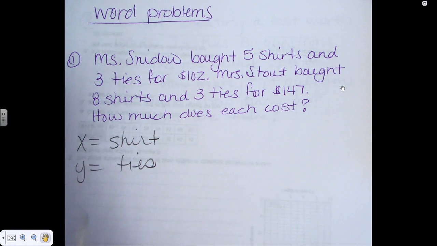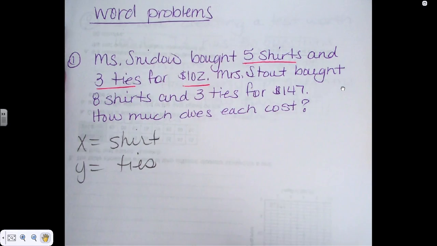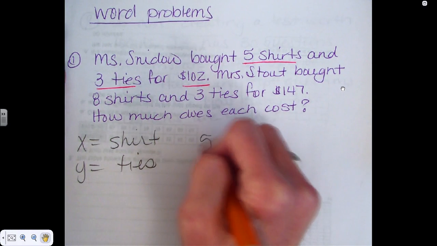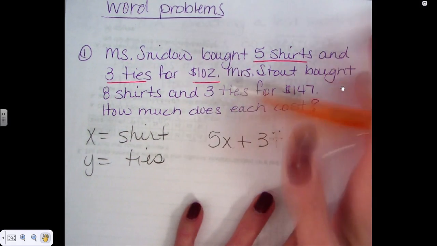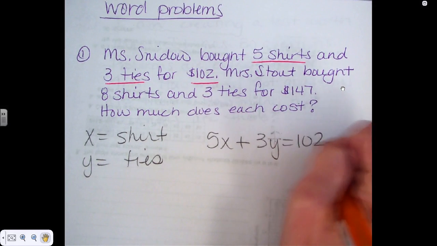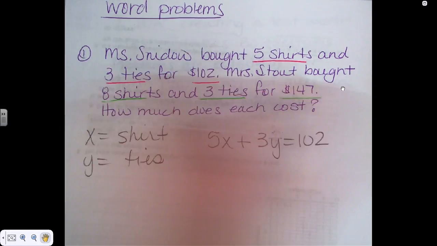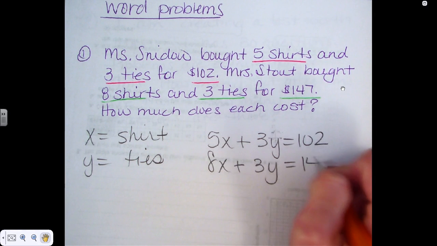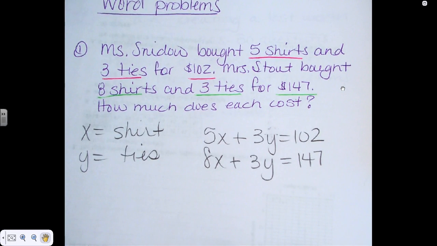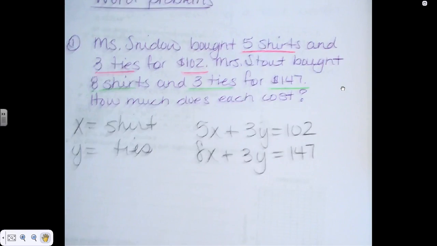So now, Miss Nido, aka me, bought 5 shirts and 3 ties for $102. So I can write that as 5x plus 3y is equal to 102. Miss Stout bought 8 shirts, 3 ties for $147. So 8x plus 3y is equal to 147. Now, I have both equations in standard form. Everything is lined up. So now we can use one of the methods that I've taught you.